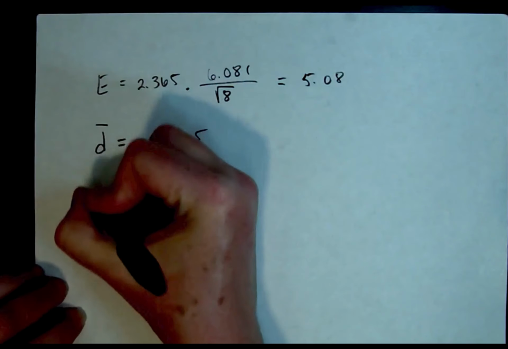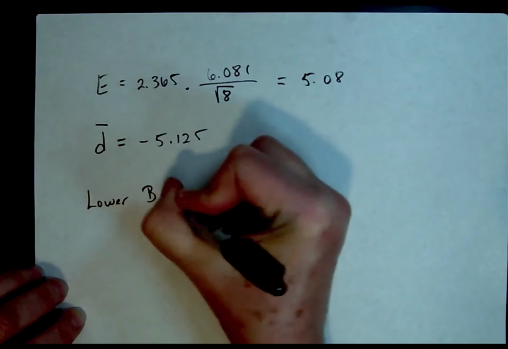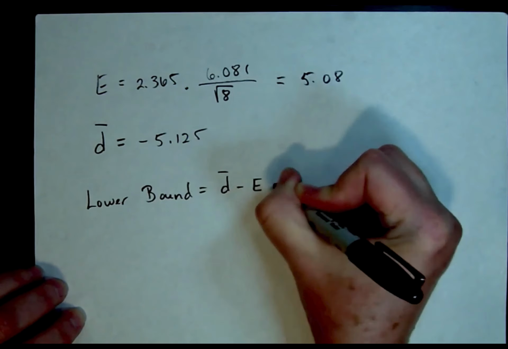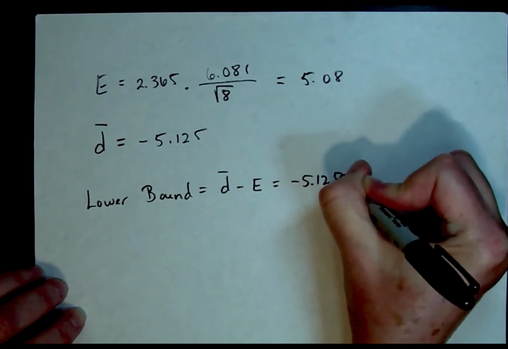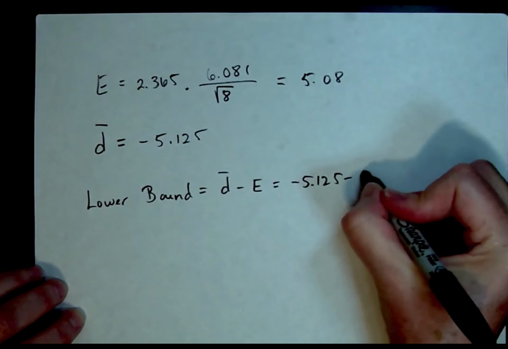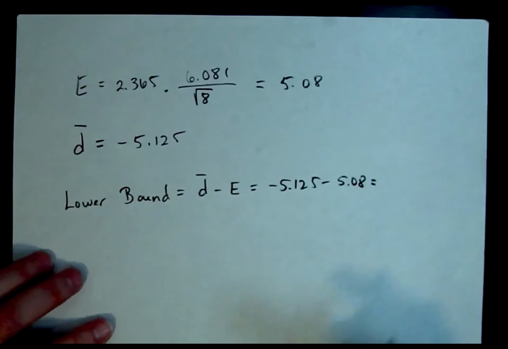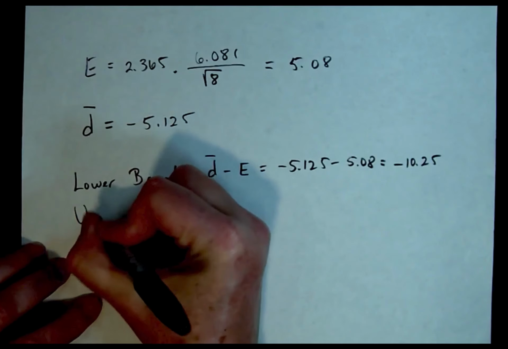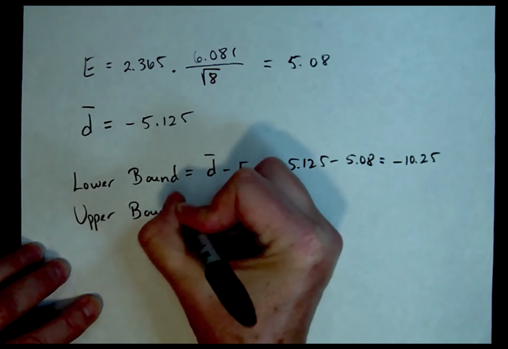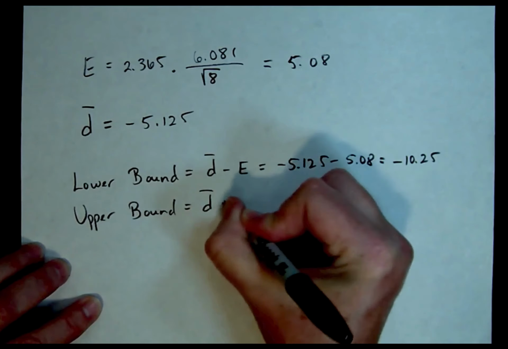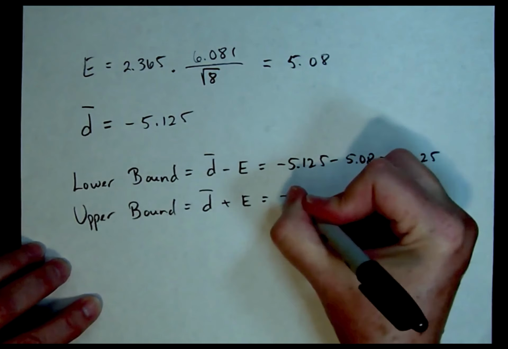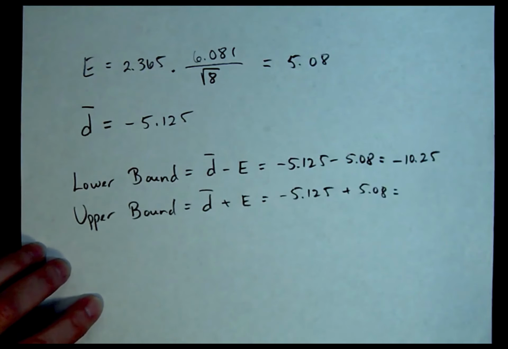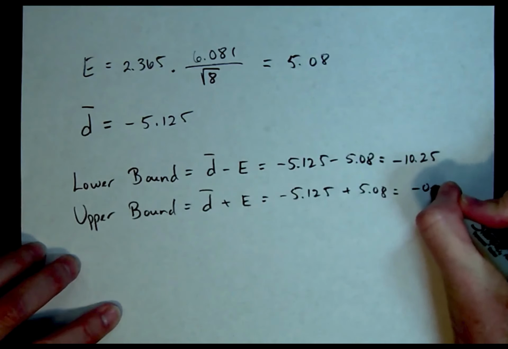Okay, so the lower bound for our confidence interval is d bar minus the margin of error. So negative 5.125 minus the margin of error, 5.08, and so we get negative 10.25. And the upper bound is d bar plus the margin of error. So negative 5.125 plus 5.08, and we get negative 0.45.